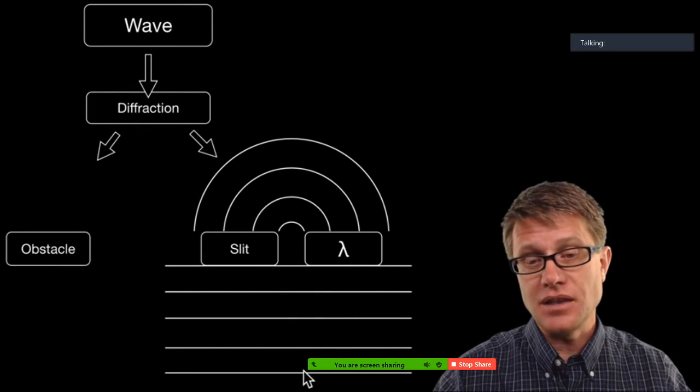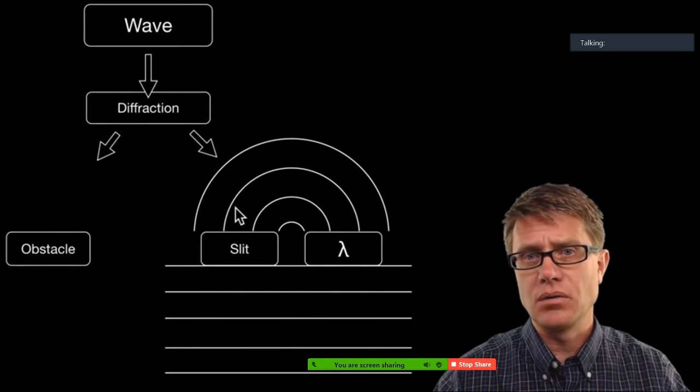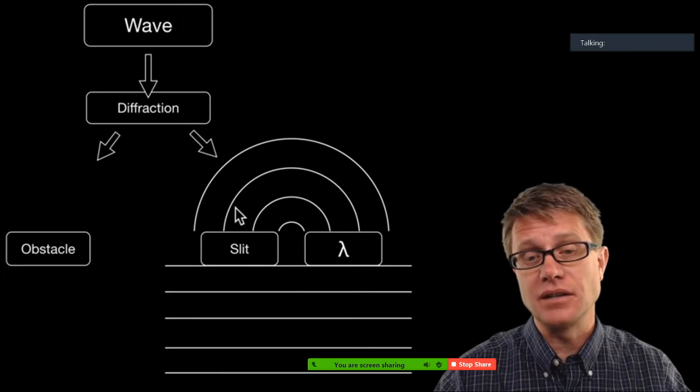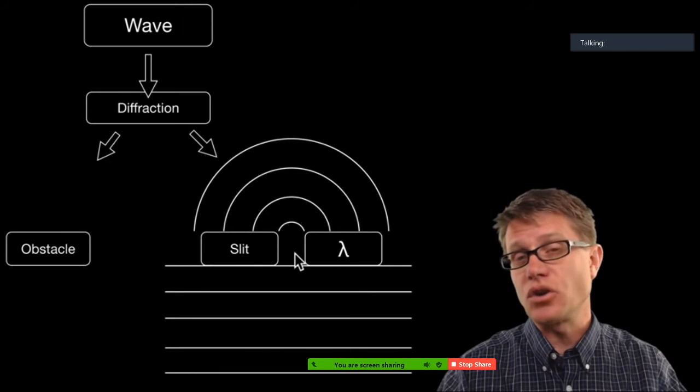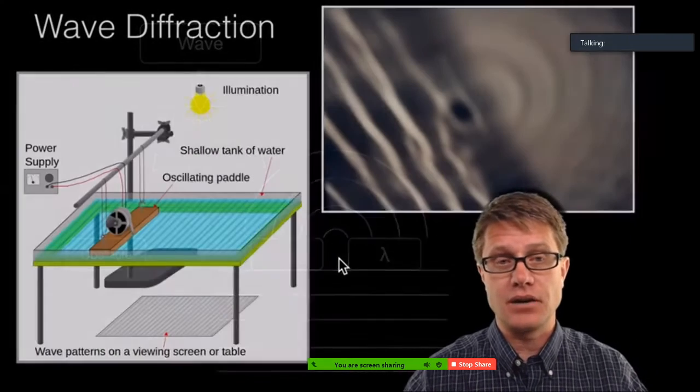Now, can you see them around the corner if you're in a different room? No. Even though light can be diffracted, look at our opening. Our opening is so big compared to the wavelength of the light that it's not bending around that corner.